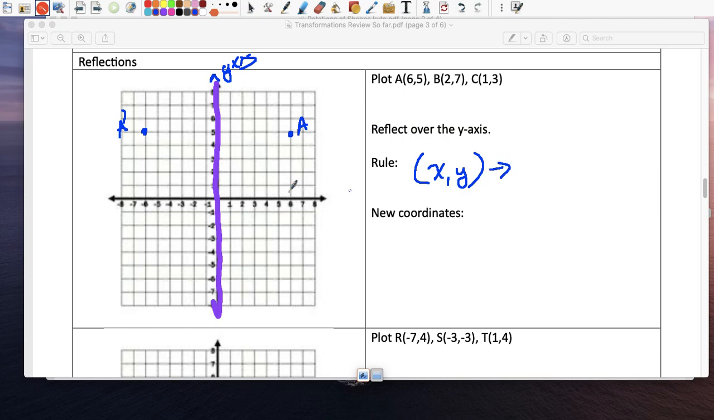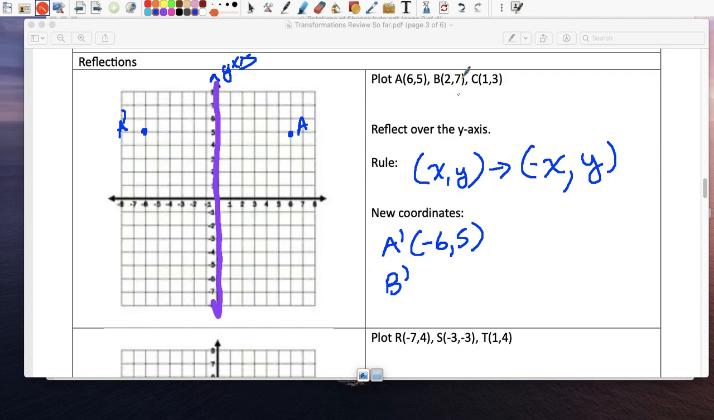What happened to it? If you want to think about the rules, notice that there was no shift up and down the y-axis, but there was a shift left and right. So x and y, it's still going to be x and y. The y hasn't changed. A didn't go up and down, but x changed, and we're going to negate x. Let's see if that works. So A was 6, 5, so A prime ends up being negative 6, comma 5. See how that rule applied?